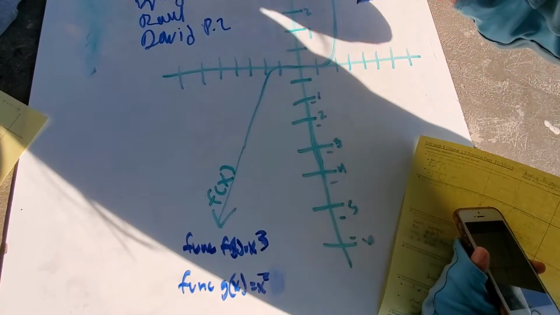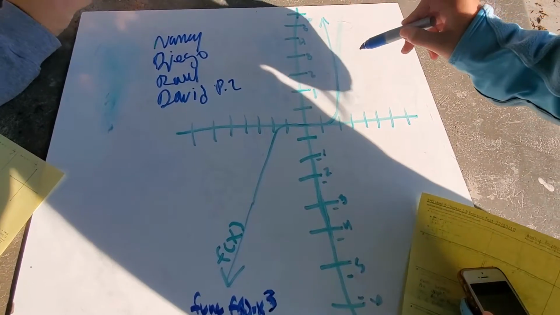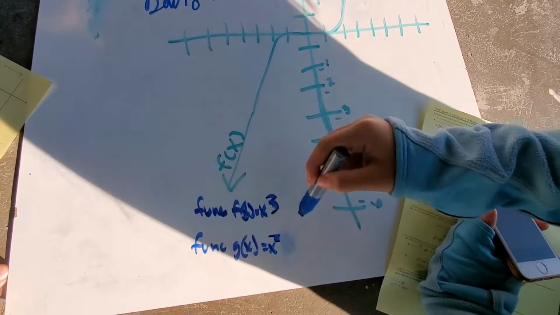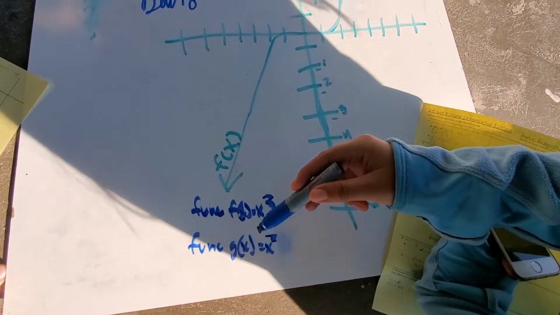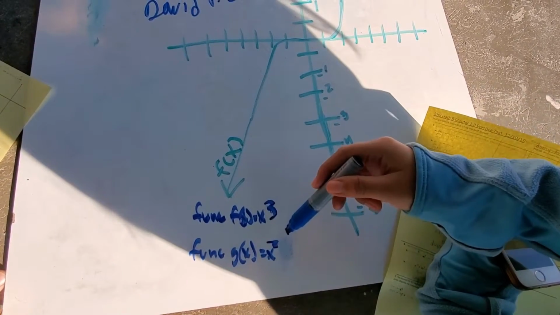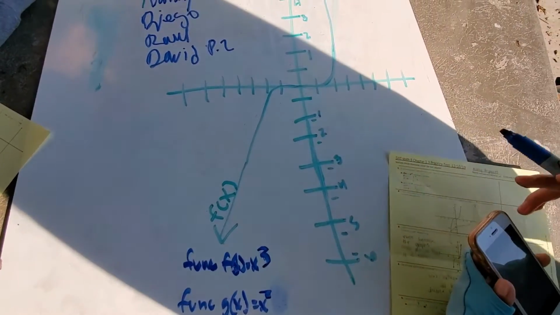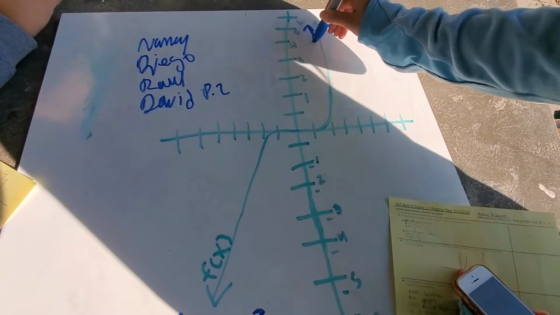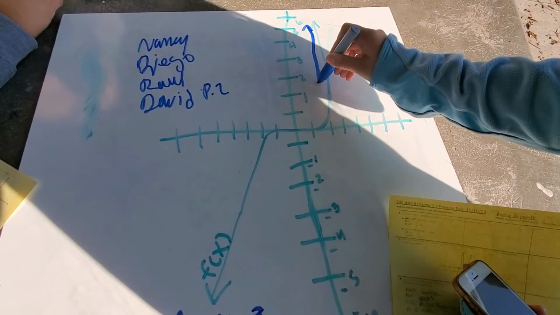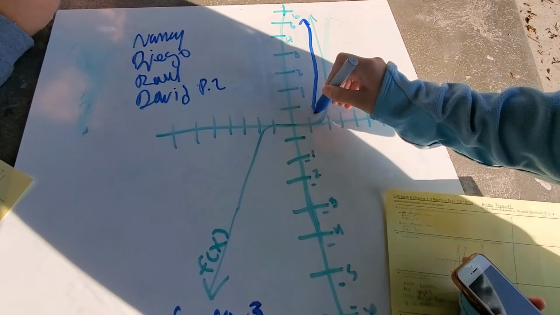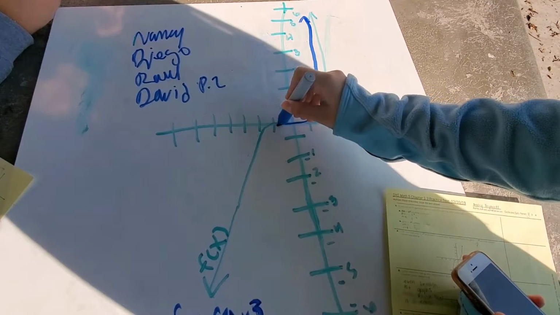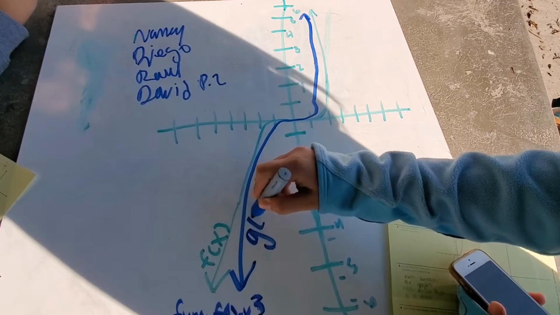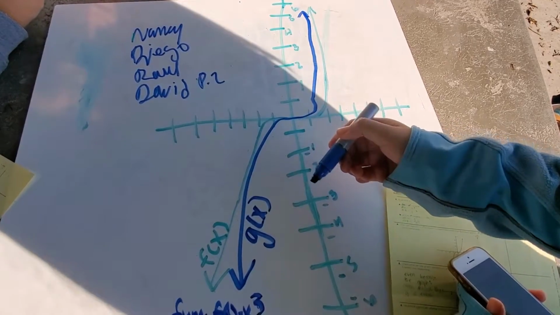So this is our graph, and it's going to be basically the same because they're both odd powers, except for function g of x equals x to the 7th, it's going to be steeper. So when we draw the graph, it's basically going to be the same. This is function g of x.